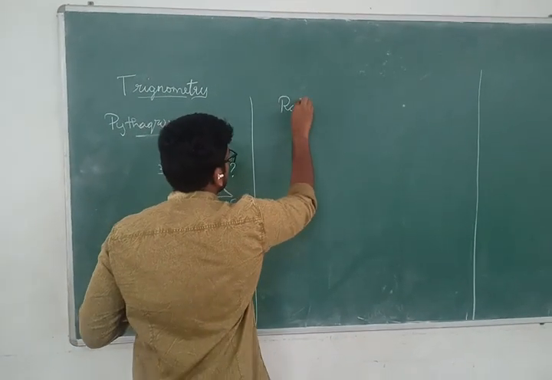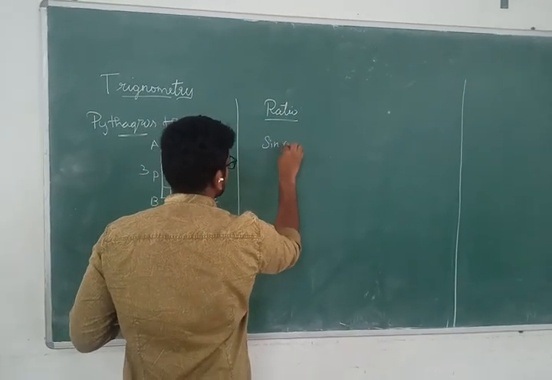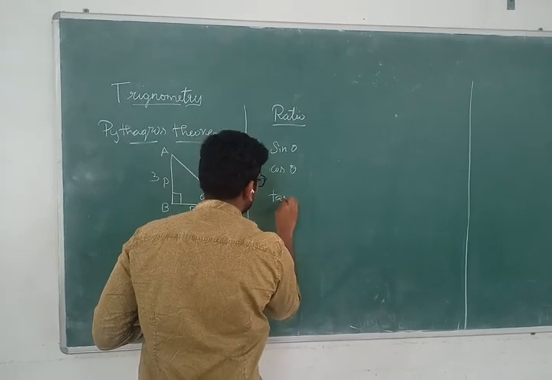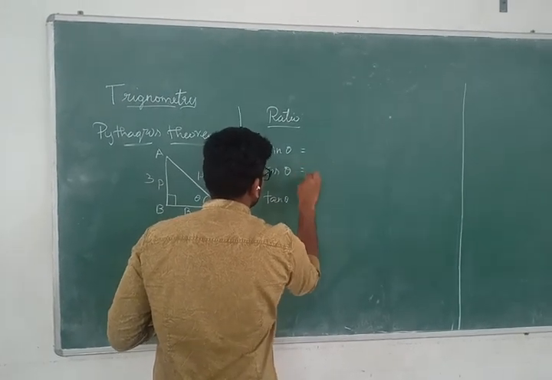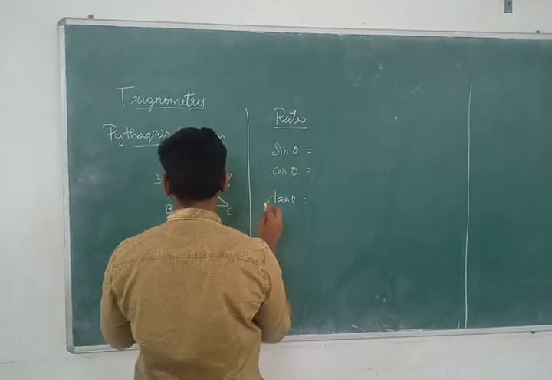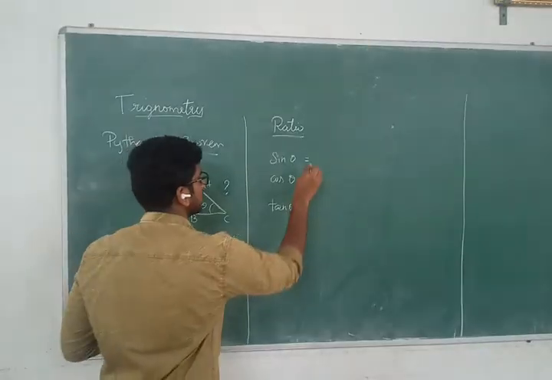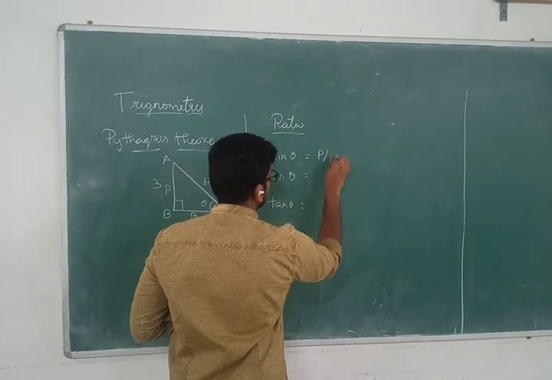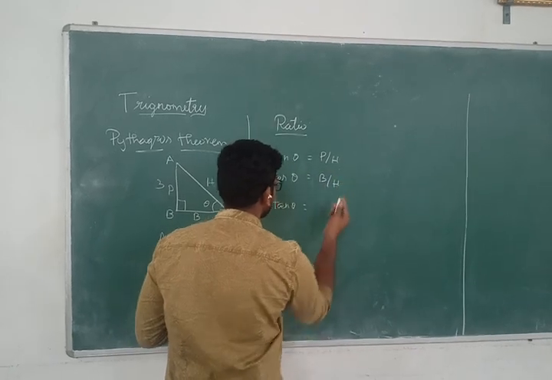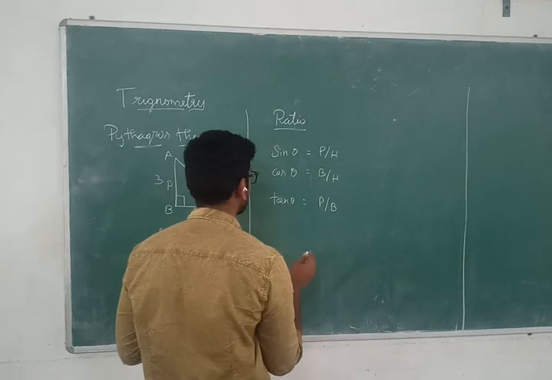Trigonometric ratio. What is a trigonometric ratio? Sin theta, cos theta, tan theta. The formula for sin theta is perpendicular by hypotenuse, and cos theta is base by hypotenuse. For tan, perpendicular by base.